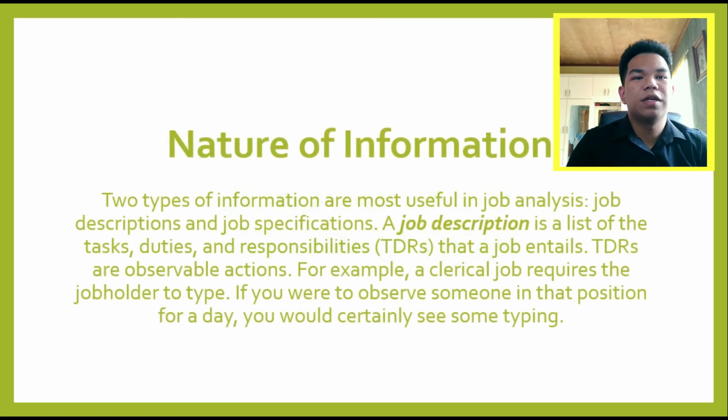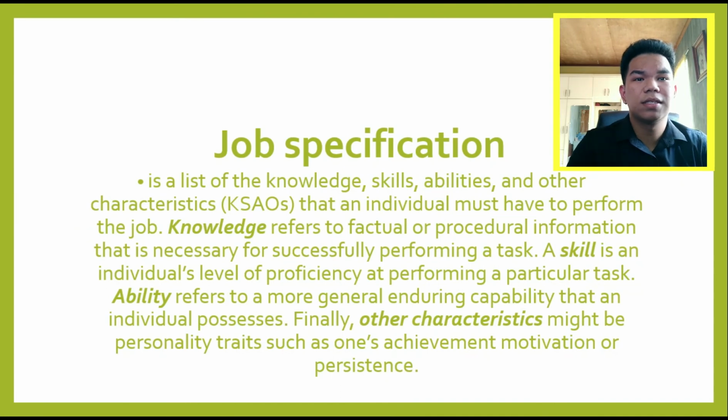Two types of information are most useful in job analysis: job descriptions and job specifications. A job description is a list of the tasks, duties, and responsibilities that a job entails. TDRs are observable actions. A job specification is a list of the knowledge, skills, abilities, and other characteristics, known as KSAOs for short, that an individual must have to perform the job.